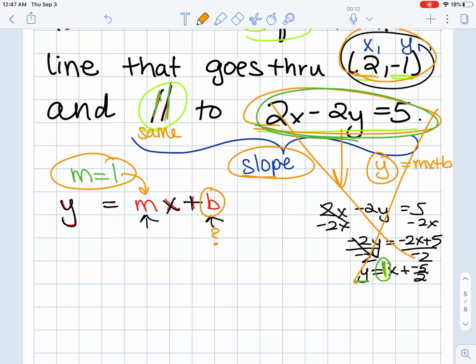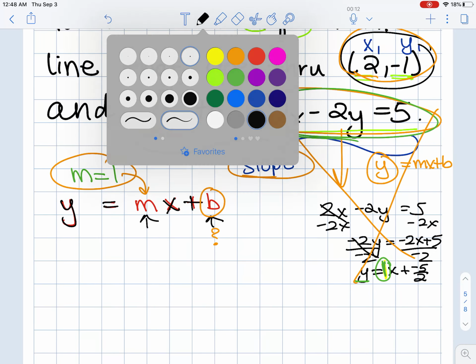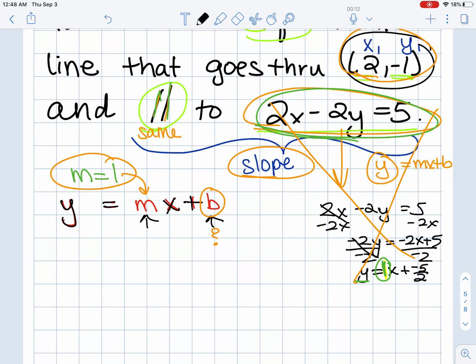When we don't know what the y-intercept is, we do have a point, which means it's a solution to the equation at that specific point. So for right now, we're going to borrow this value for x and this value for y so that we can solve for b. So we're going to insert the point for x and y to solve for the b value or the y-intercept value.